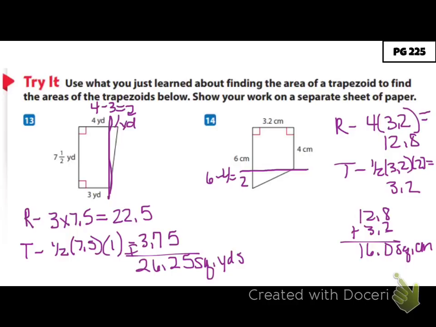For number 14, to find our missing dimension for our triangle, we would do 6 minus 4 is 2. So then for our rectangle, we would do 4 times 3.2 to get 12.8. For our triangle, we have 1/2 times 3.2 times 2, which gives us 3.2. We'd add those together and get a total area for the trapezoid of 16 square centimeters.